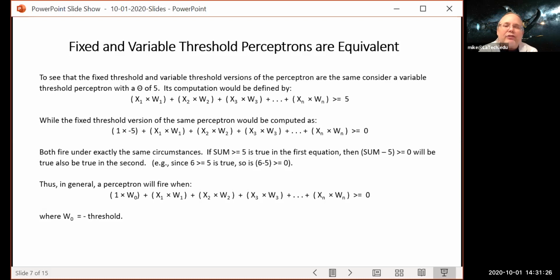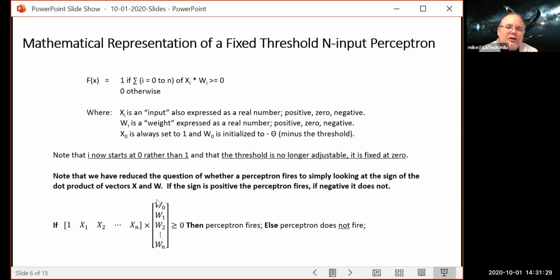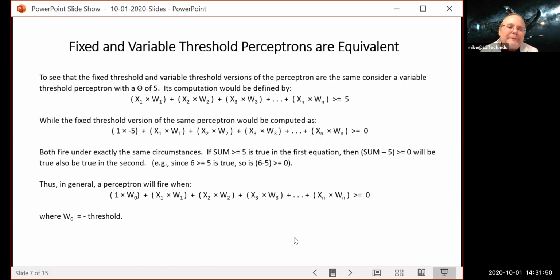And so now you can say everything the perceptron knows is this weight vector. That's all it knows. That's the only thing that changes from perceptron to perceptron, is what this weight vector is, because the first weight slot now is the negative threshold. And we never let this first input vary. It's 1. Okay. Thus, in general, a perceptron will fire when the weighted sum is greater than or equal to 0, where w sub 0 is minus the threshold, or negative theta.